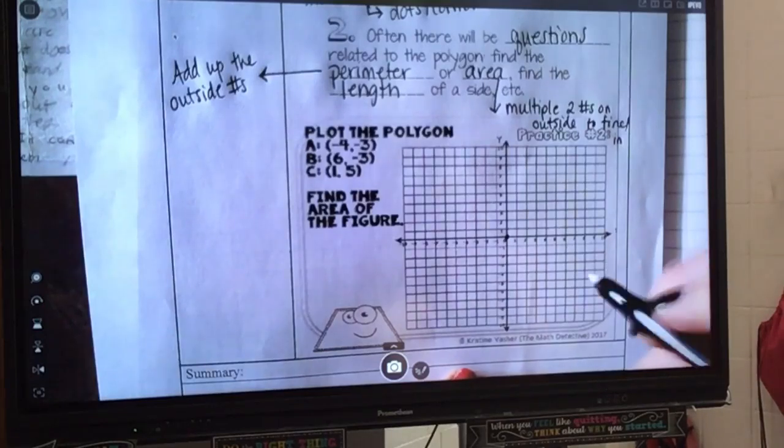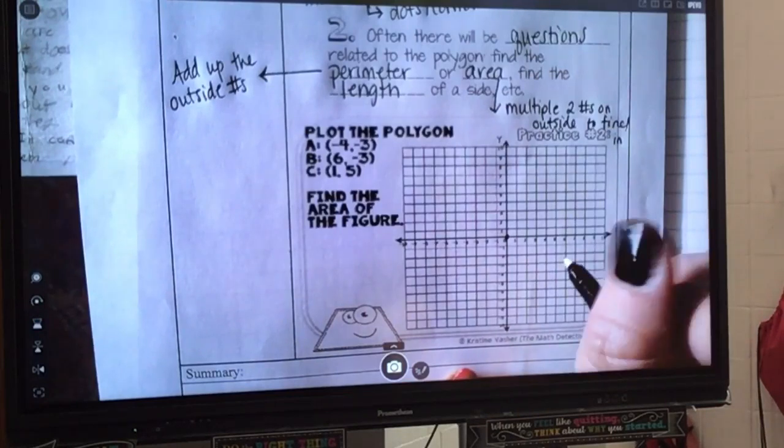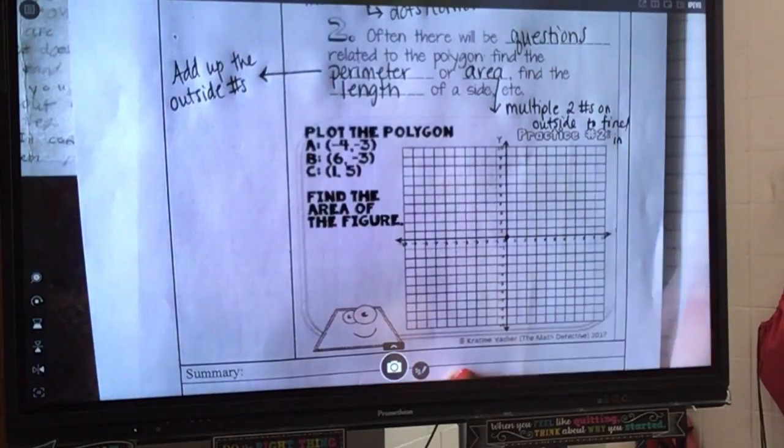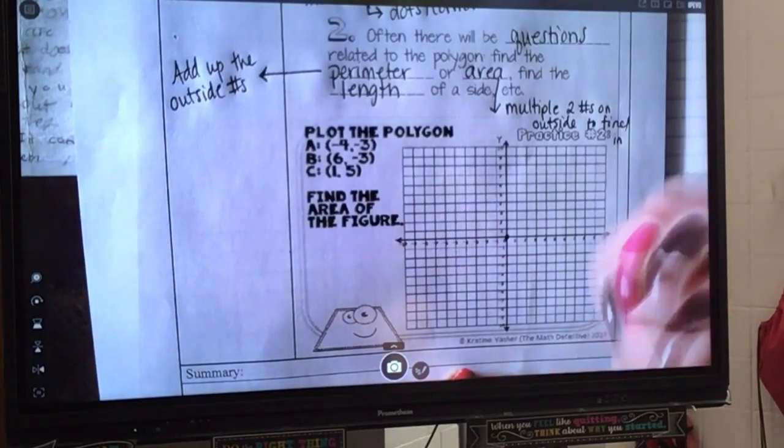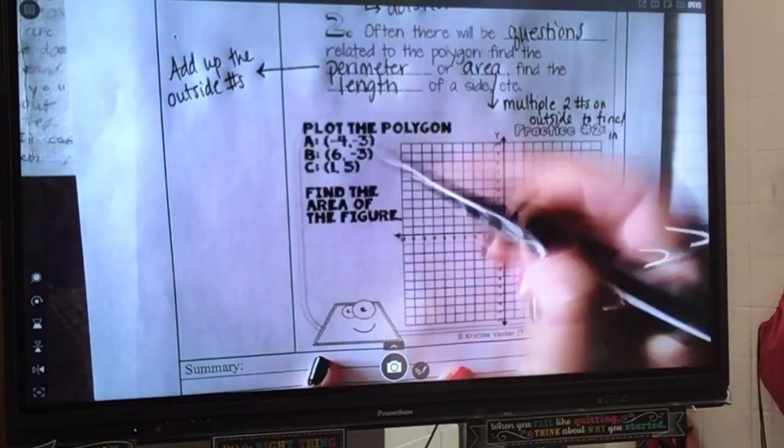What is the middle of our grid? Zoe? The origin. And we always start at the origin, no matter what, right? Always. All right, so we're going -4. So I'm going to go 4 to the left.